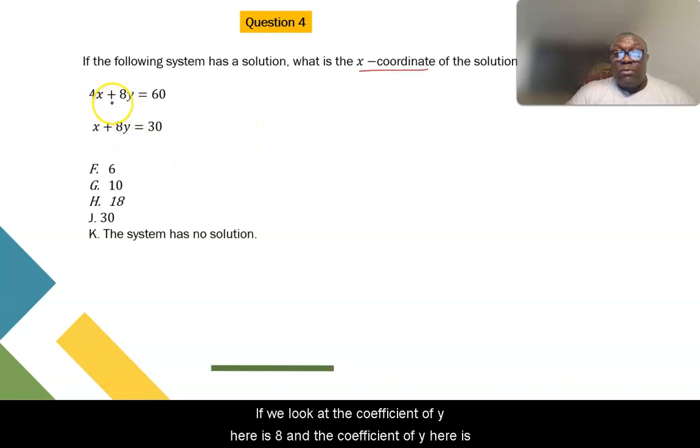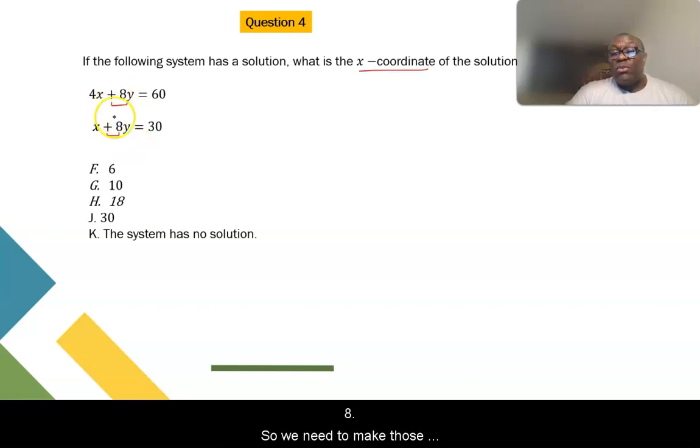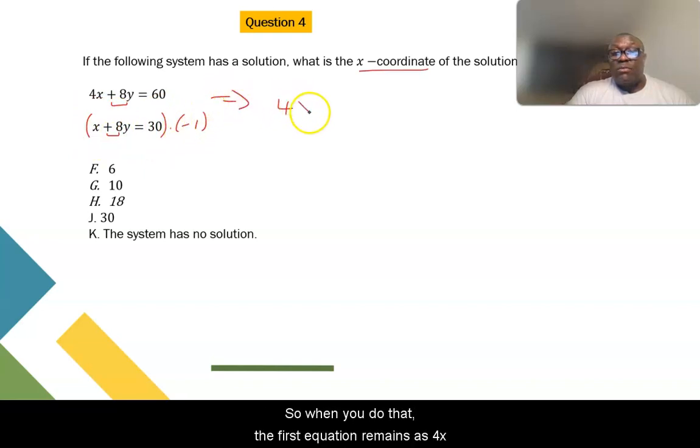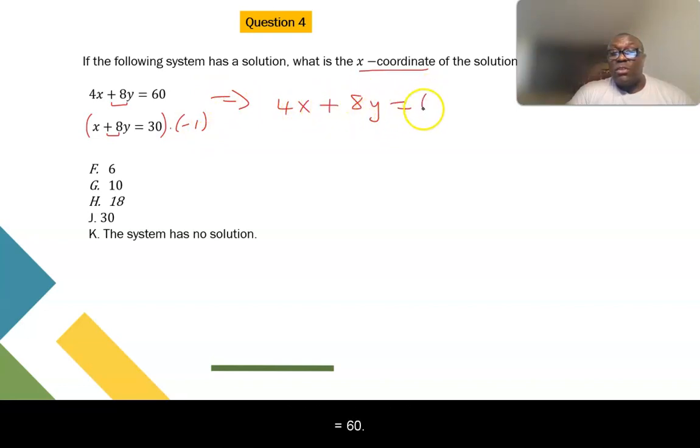If we look at the coefficient of y here, it is 8, and the coefficient of y here is 8. So we need to make those opposites of each other. So you multiply the second equation by negative 1. When you do that, the first equation remains as 4x plus 8y equals 60. And the second equation now becomes negative x minus 8y equals negative 30.